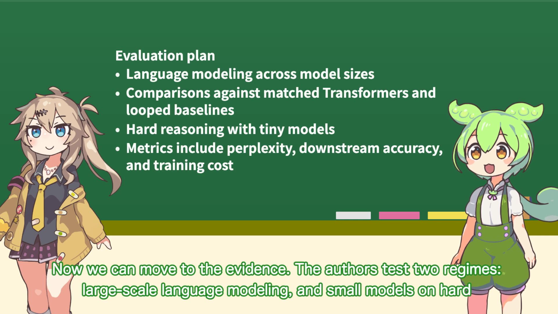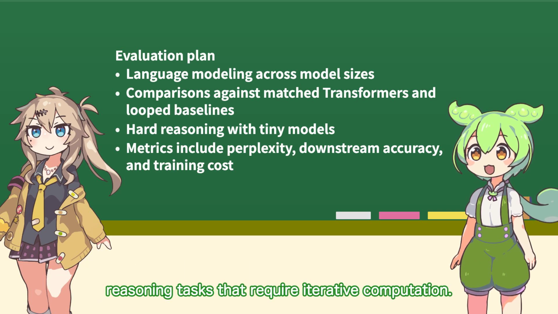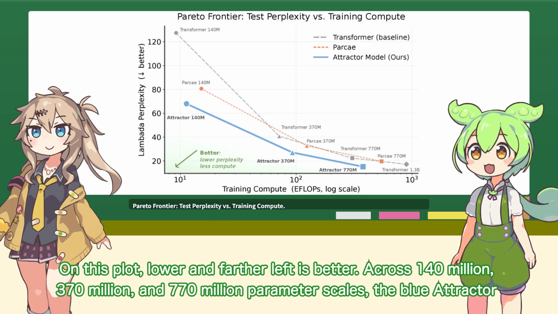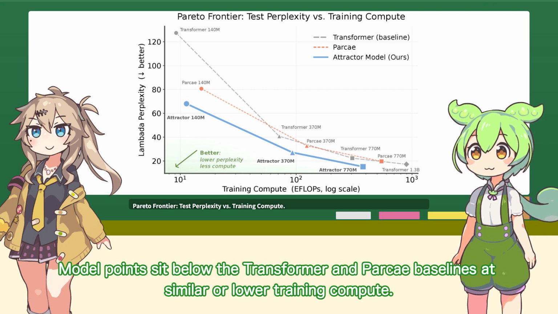The authors test two regimes: large-scale language modeling, and small models on hard reasoning tasks that require iterative computation. What does the language modeling result say? On this plot, lower and farther left is better. Across 140 million, 370 million, and 770 million parameter scales, the blue attractor model points sit below the transformer and Parcae baselines at similar or lower training compute.